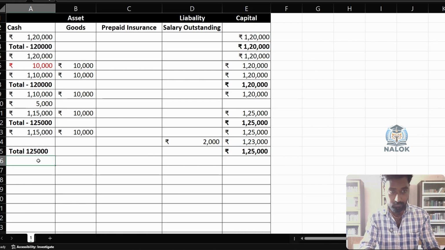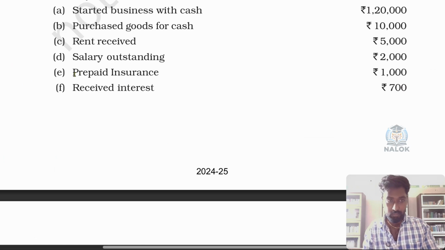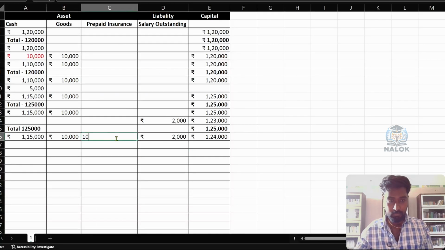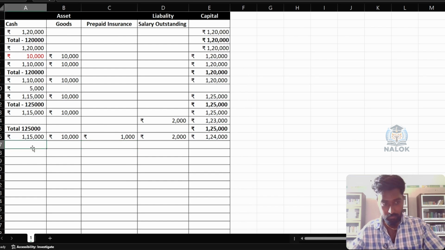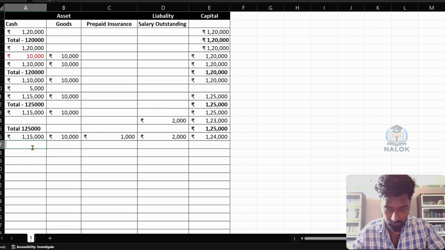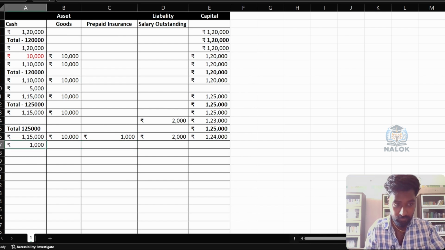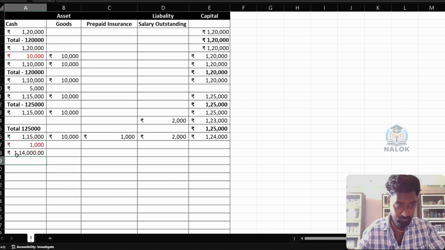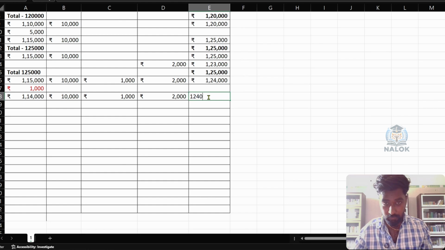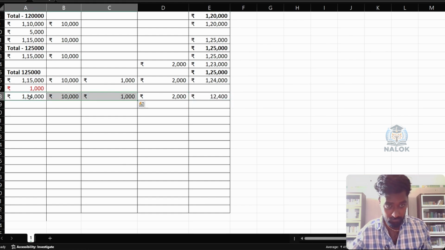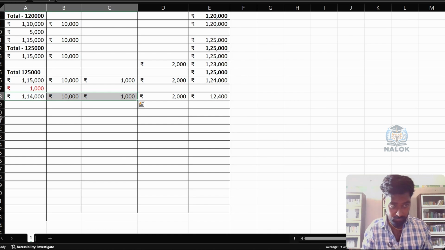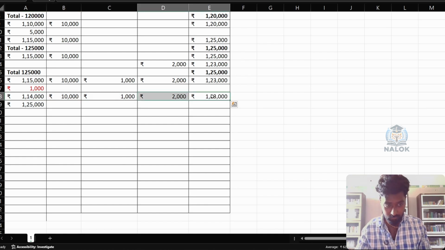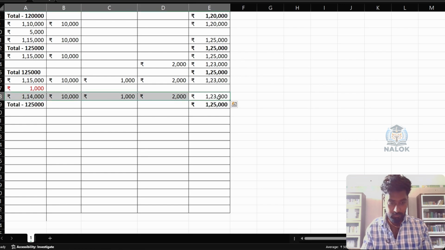Let's move on to the next transaction. Now let's analyze this. We had prepaid insurance, 1,000 rupees. 1,000 rupees for insurance, and we are paying that insurance out of cash. So the 1,000 is going to be reduced from the cash asset. So the balance is going to be 1,14,000. 1,24,000 is our capital. Now let's calculate this. 1,14,000 plus 10,000 plus 1,000. This comes around 1,25,000. Now 1,23,000 plus 2,000 is going to be like 1,25,000 is the total. Now let's bring this down to analyze the next transaction.